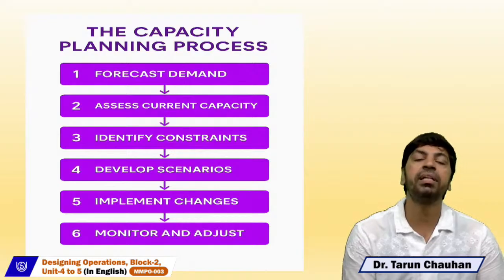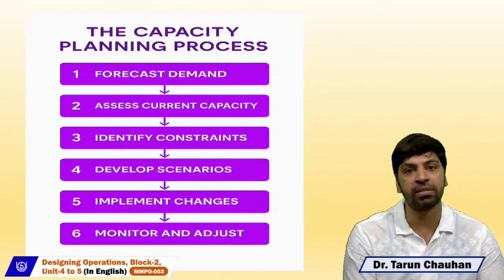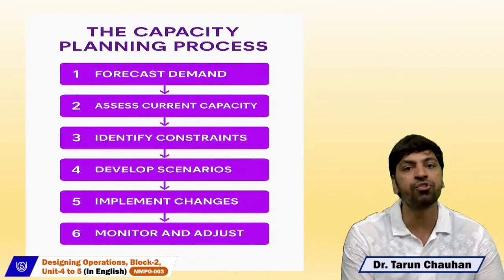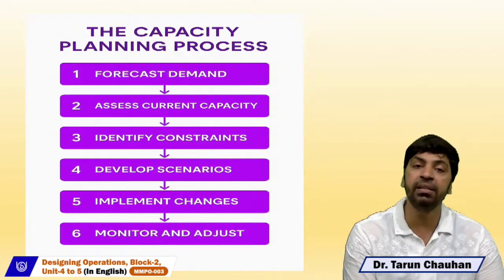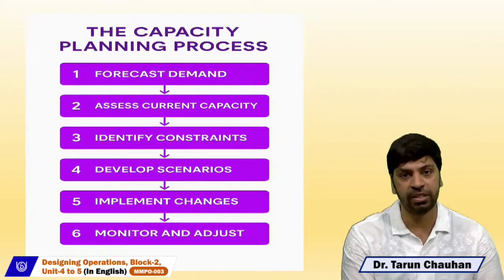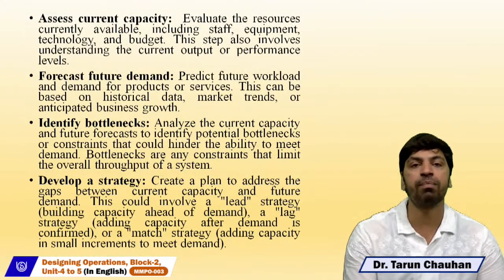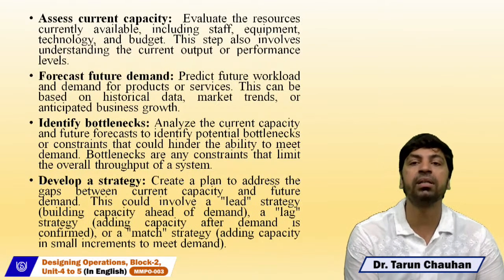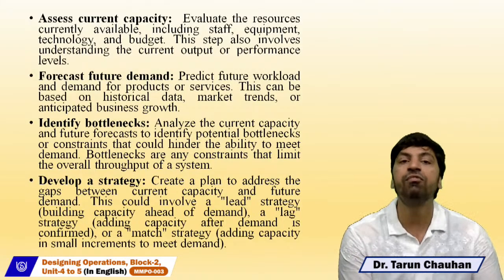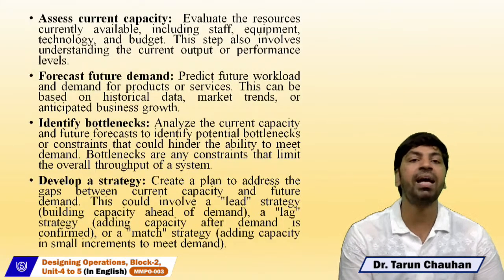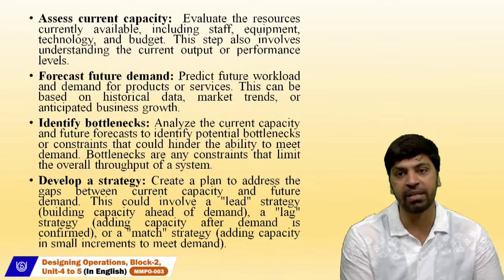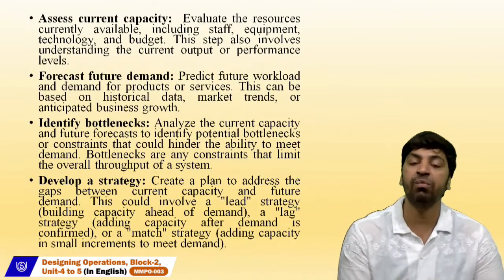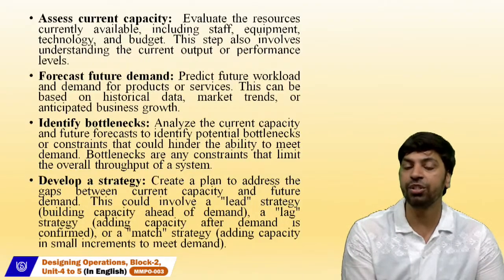The next important concept is the capacity planning process. It forecasts demand, assesses the current capacity, identifies the constraints, develops the scenarios, implements the changes, and monitors and adjusts. So let's have a small overview of these topics. Assess the current capacity, which is very similar to what we discussed under the capacity development strategies. Forecast the future demand, identify the bottlenecks, and develop a strategy. Then the next is track and review that strategy, to see whether it is useful for the organization or not.